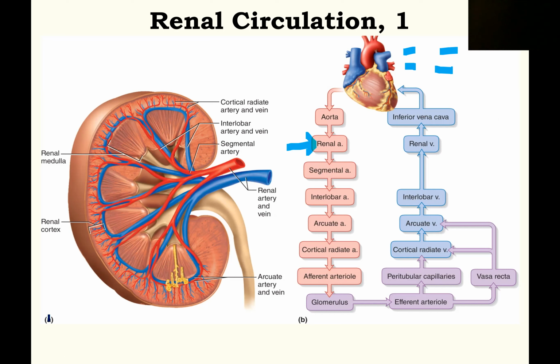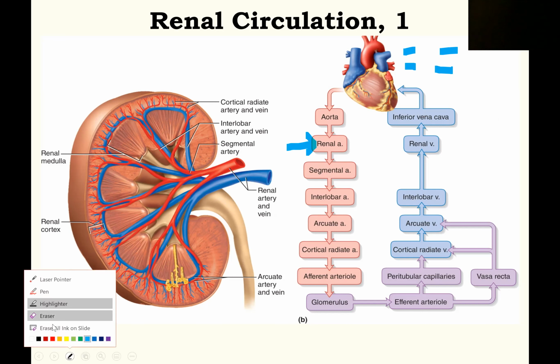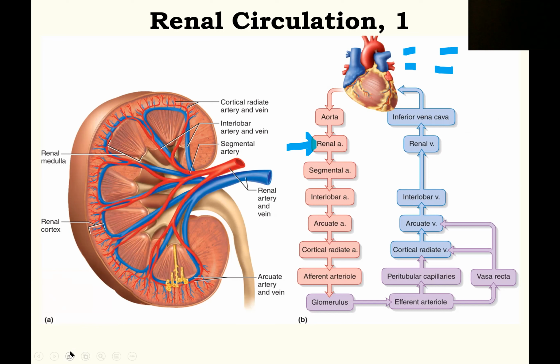The renal artery and vein are both on your lab list for the cardiovascular. So renal artery is going to bring blood into the kidney. It branches into several segmental arteries. Those branch into interlobar arteries. And those branch into arcuate arteries. The arcuate vessels are going to run along the edge between the renal cortex and the renal medulla.